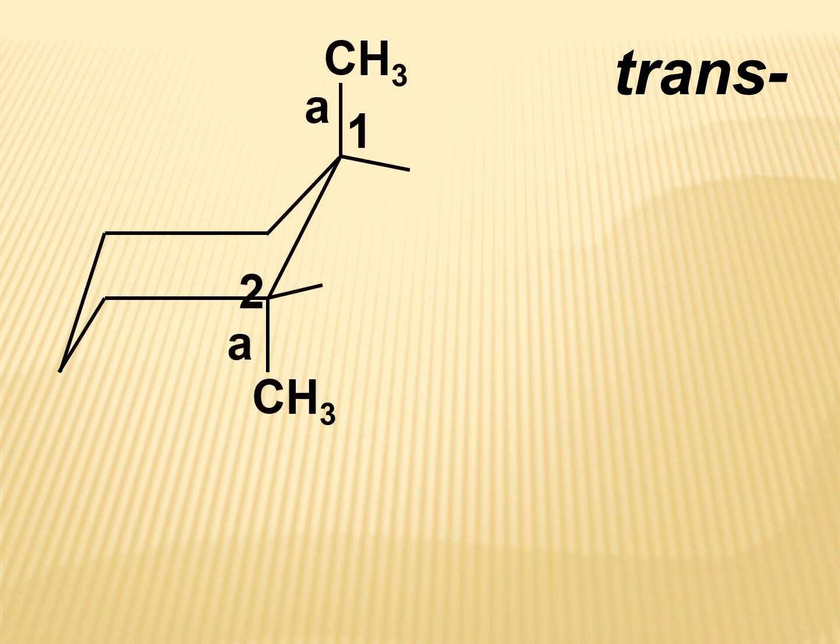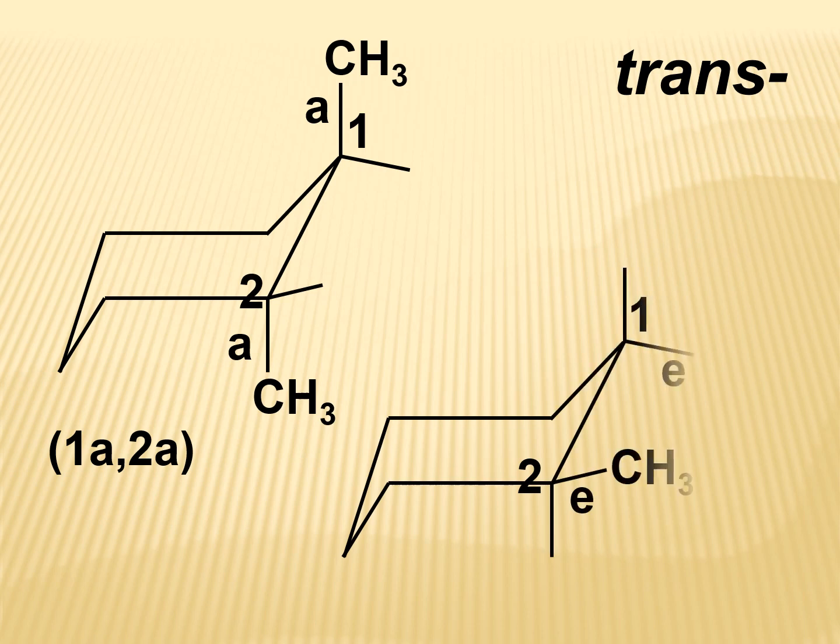Coming on to the trans, you have two forms, 1A2A and 1E2E respectively. You can see here that in both positions the methyl groups are axial, that is 1A 2A, and here in both positions the methyl groups are equatorial, 1E 2E.